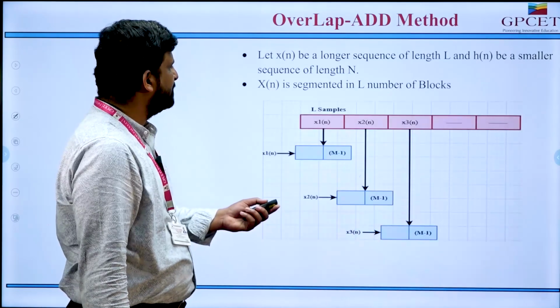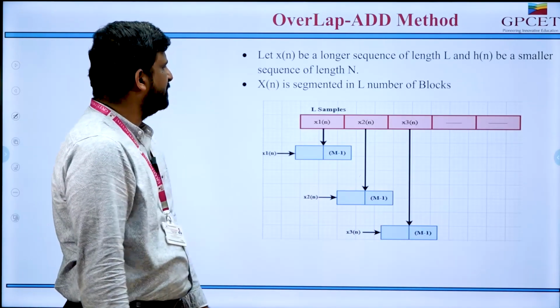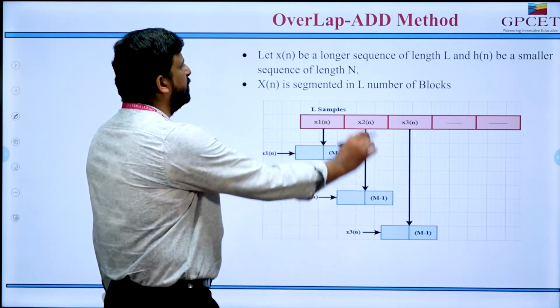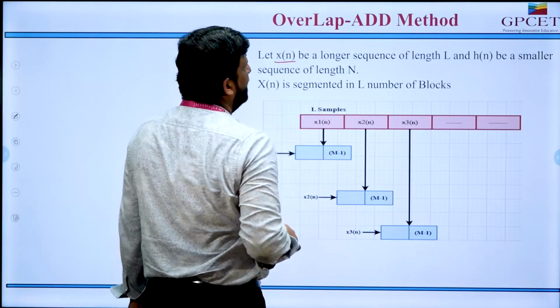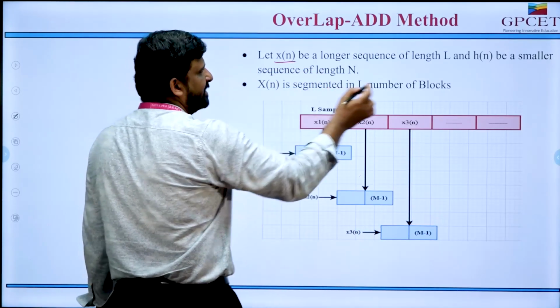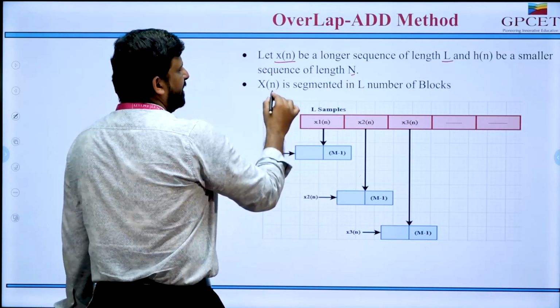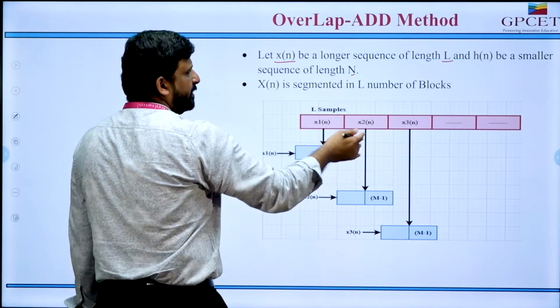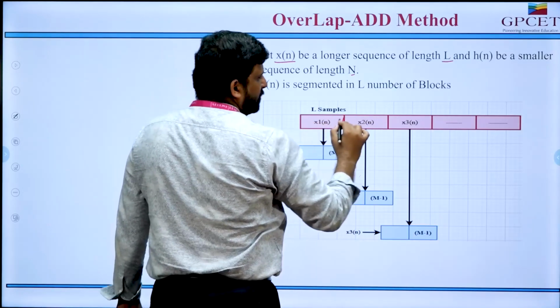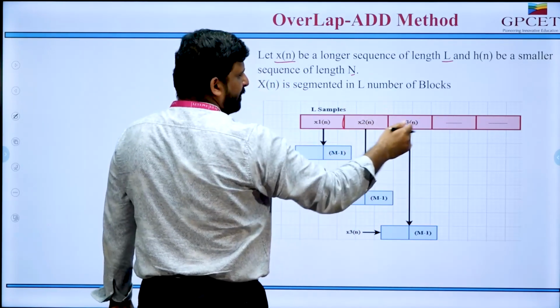Now the second one, which is the overlap add method. So here also, same, first we are going to take the longer length sequence x of n with the length capital L and h of n with the smaller length sequence capital N. Now here, same, x of n is segmented into L number of blocks. See here, total x is subdivided into L number of blocks.